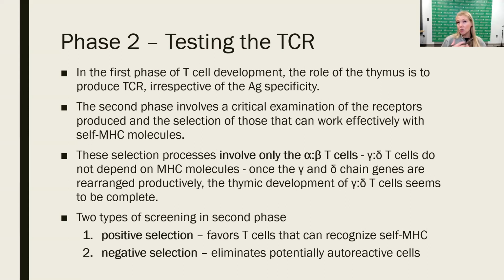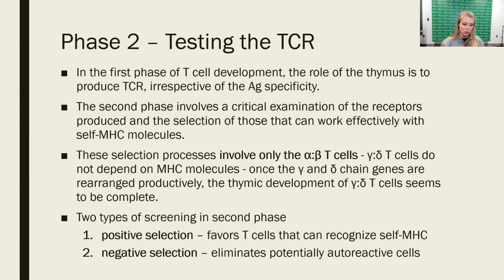As far as we know, when a gamma delta T cell rearranges its genes and is able to make a gamma delta T cell receptor, it's done, and it can go on and look for antigen, as far as that is understood at this point. But alpha beta has to go through two rounds of testing, and the first one is called positive selection, and the second one is called negative selection. We saw these two in B cell development as well.